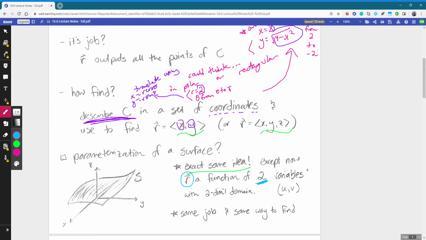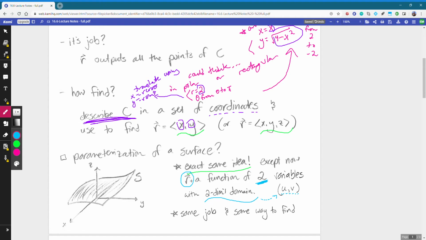And just to name them something, I normally call them u and v. That might be x and y, it might be r and theta, depending on our particular context. But just as a general name, u and v are what we name them. So our parameterization is in terms of two variables. And again, we need to give some sort of domain for our function, and that's going to be a two-dimensional domain telling us what values for u and v we're thinking about.